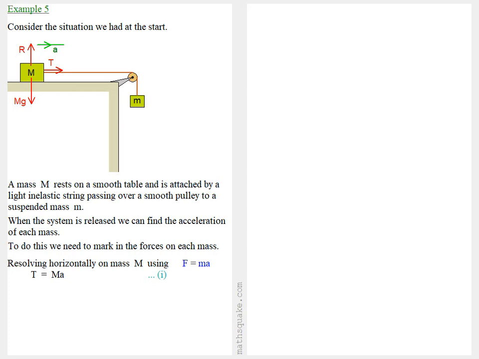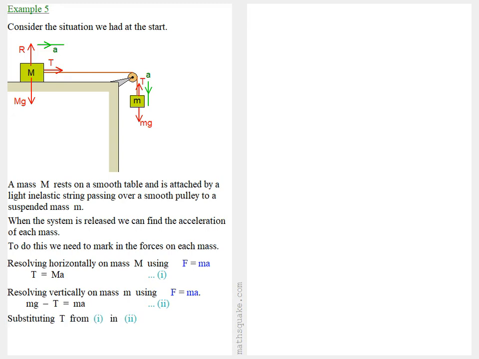Now on the other mass, small m, we have two forces, the weight, which is mg, and upwards we have T. Now this tension T is the same as the tension at the other end of the string because the string passes over a smooth pulley. Now the mass will accelerate downwards with the same acceleration as the other particle, so we can also label it A. If we resolve vertically downwards, we have mg minus T equals ma.